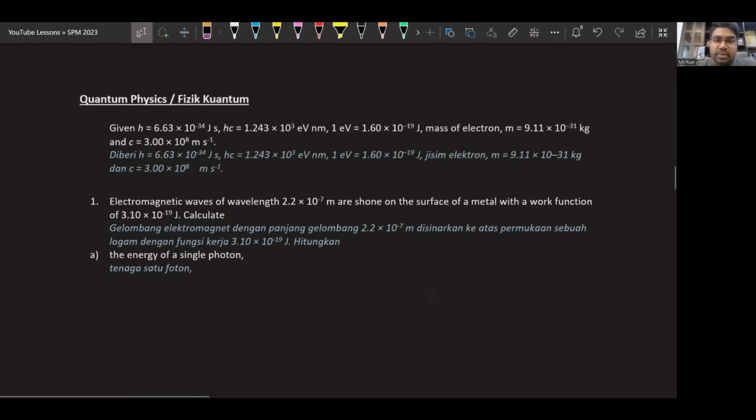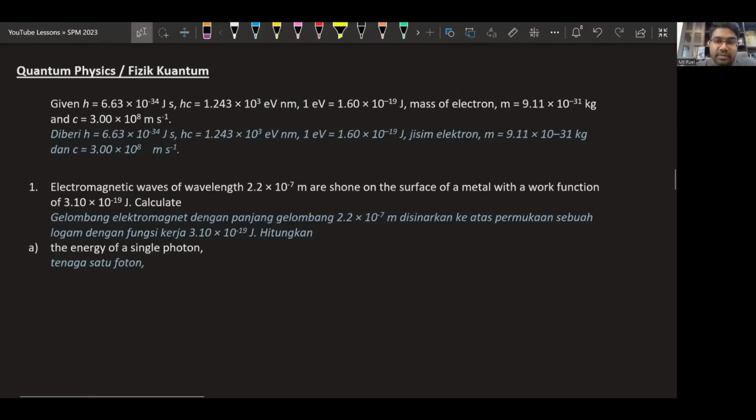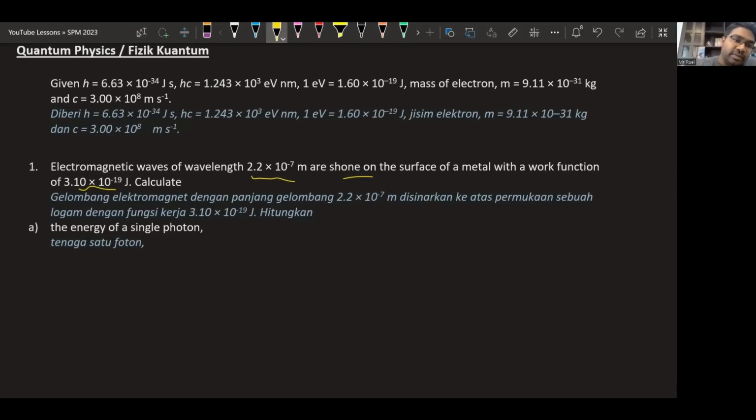All right, the next topic is quantum physics. So quantum physics, we have all these constants given to you. So let's try the question based on that. Now, the electromagnetic waves of wavelength this are shone on the surface of metal with work function of this. So let's write down what we have first. We have the wavelength, which is 2.2 times 10 to the power negative 7 meters. And then we have the work function.